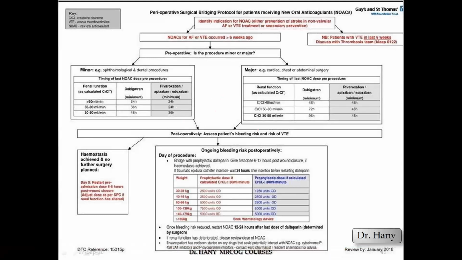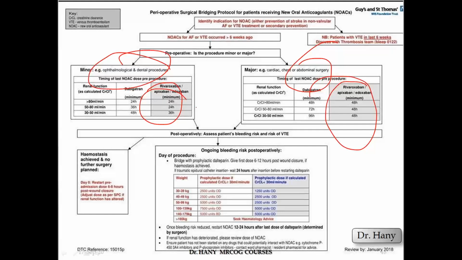You can read it. The same idea, but you will stop it 24 hours before minor surgery. In major surgery like us, you will stop it 48 hours before the surgery, and you will go for the surgery. Even some women will need no low molecular weight heparin if she's taking NOAC. Not in pregnancy. I told you, NOAC, the non-vitamin K oral anticoagulant like the rivaroxaban, is not for a pregnant woman, it is for gynae surgery.